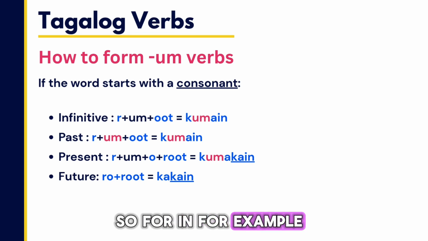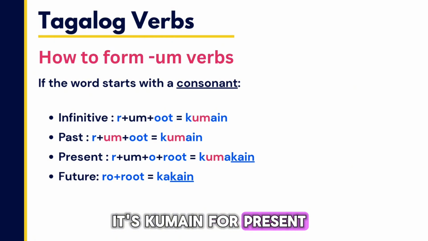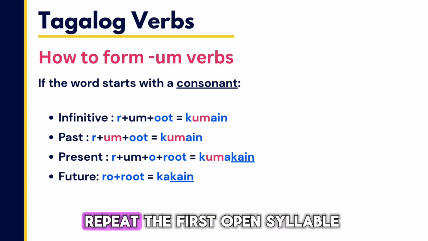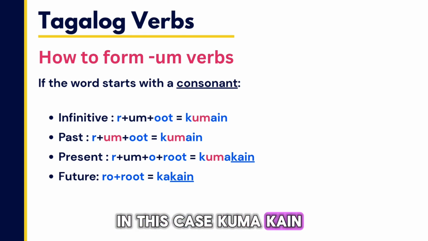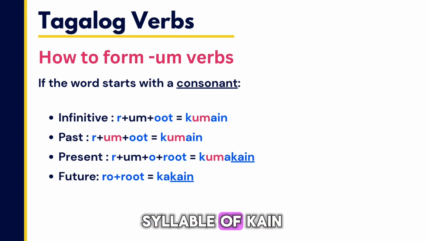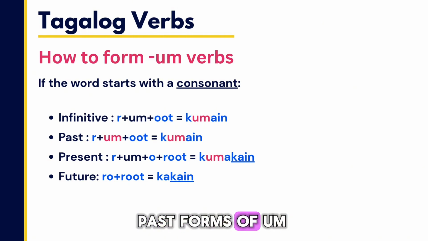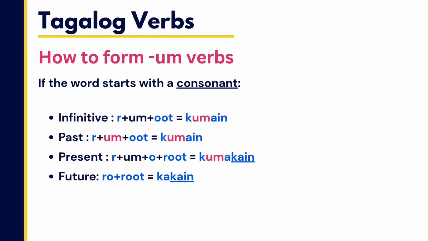So for instance, for kain, it's kumain. For present, it's the same thing: R, then um, and then you just have to repeat the first open syllable and then the root. So for example, in this case, kumakain. Just repeating the first syllable of kain and you insert the um in the middle. Yes, the infinitive, the imperative, and the past forms of um verbs take the same pattern. So kumain, kumain, kumakain, kakain.